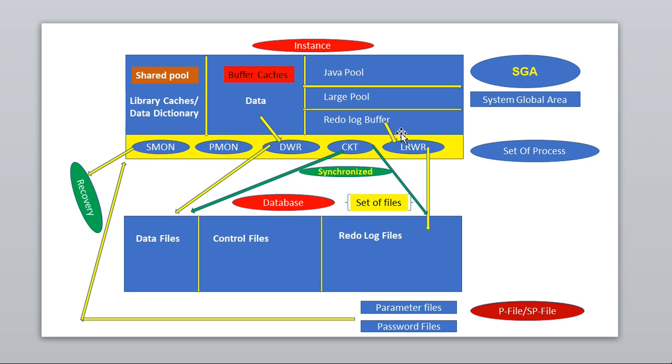We have the redo log buffer: whenever an entry is changed, it is recorded there and further written to the redo log file. The large pool and the Java pool are used from the application perspective, which we can discuss later. Now we'll come to the set of processes: SMON, PMON, DB writer, checkpoint and log writer.